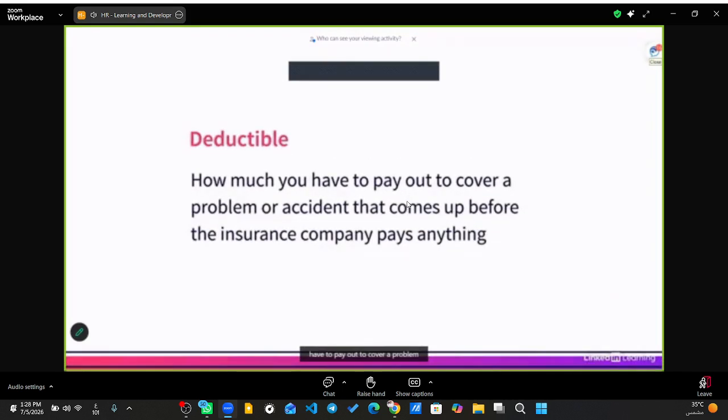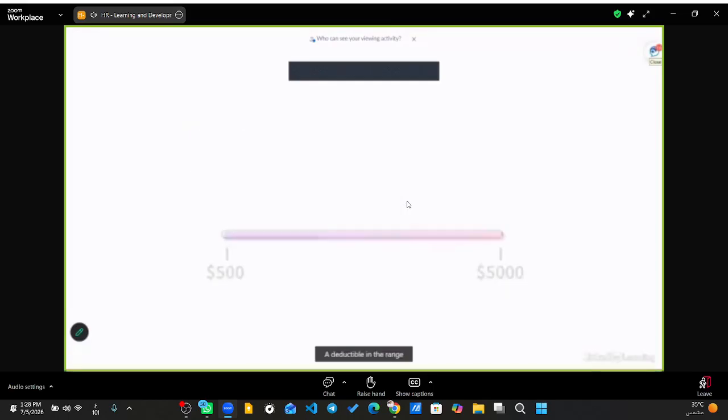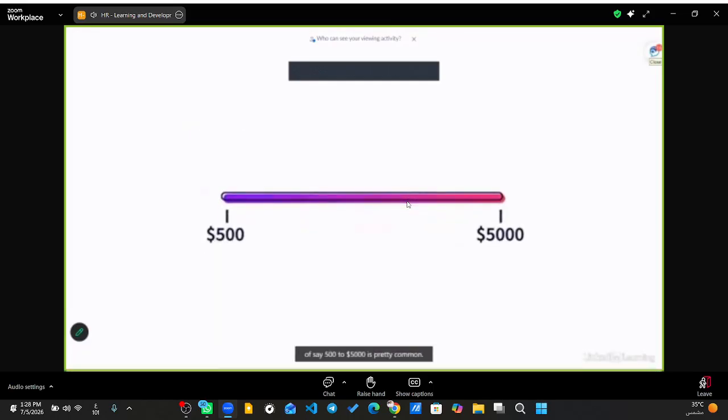The deductible is how much you have to pay out to cover a problem or accident that comes up before the insurance company pays anything. A deductible in the range of, say, $500 to $5,000 is pretty common. The higher your deductible, the less risk there is that the insurance company will have to pay for any damage that occurs to your property.